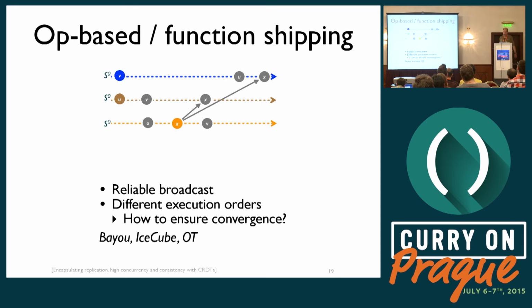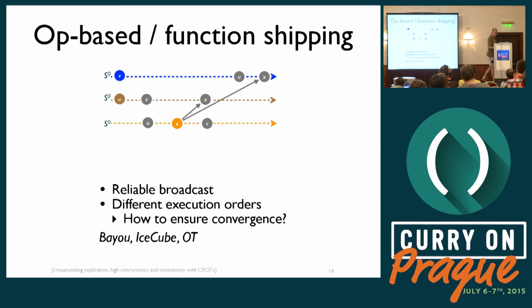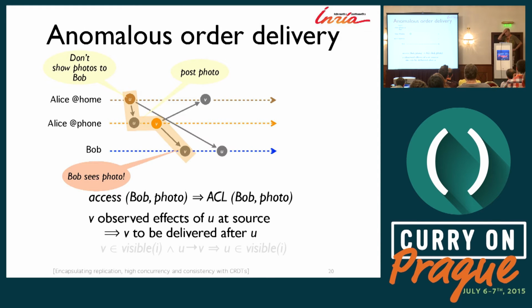So again, the question is how to ensure convergence. But before I get to that, I want to come back to the fact that X has seen the result of U. In most systems you would just ensure first in, first out delivery, or sometimes even less than that. Which means that sometimes X could be delivered before U to some places, and that's anomalous. I'll show you what that means. So let's take a specific example here.